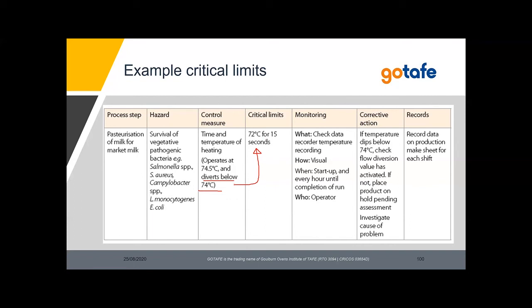So the critical control limit, in some cases, has been listed in the FSANZ standard, like those primary production requirements in chapter 4. You can go to chapter 4 of the Food Standards Code in FSANZ and find out some of the critical control limits for your process. Okay.